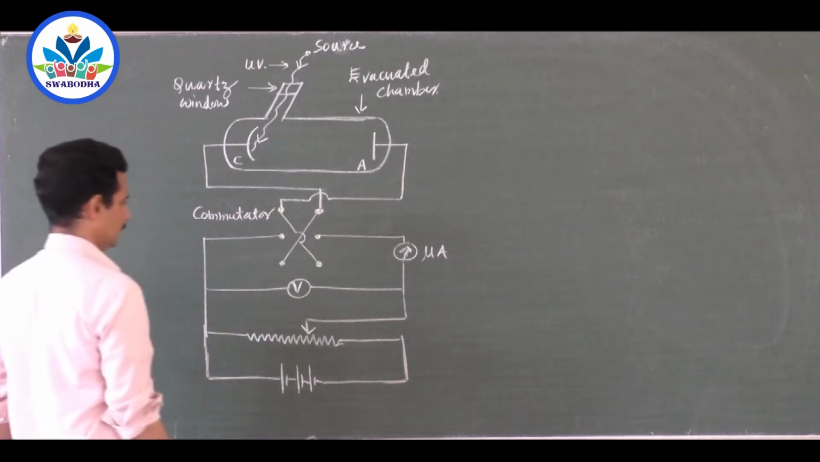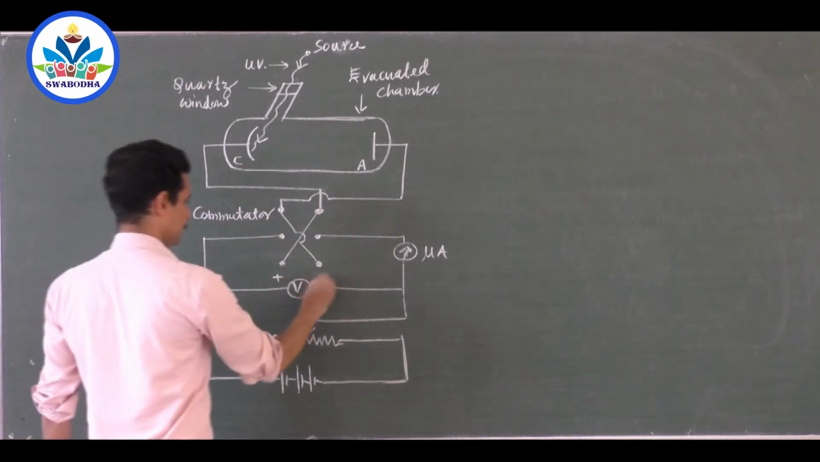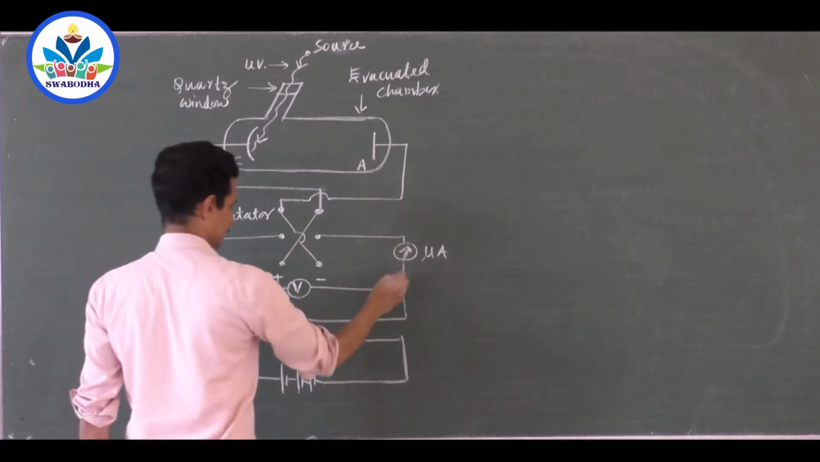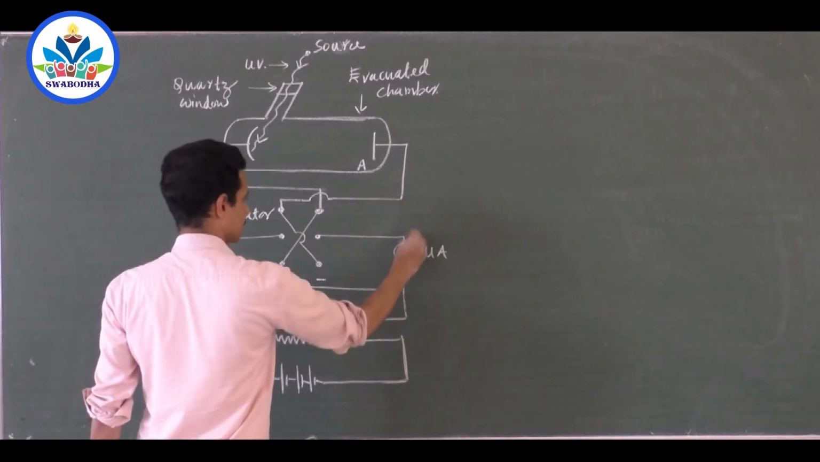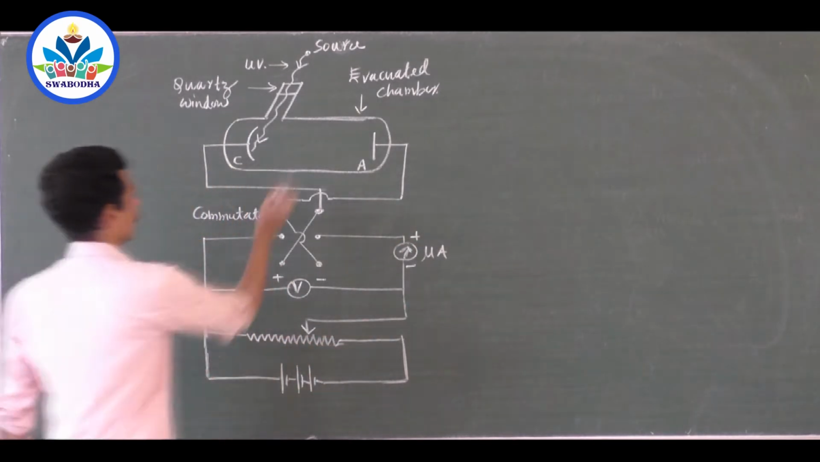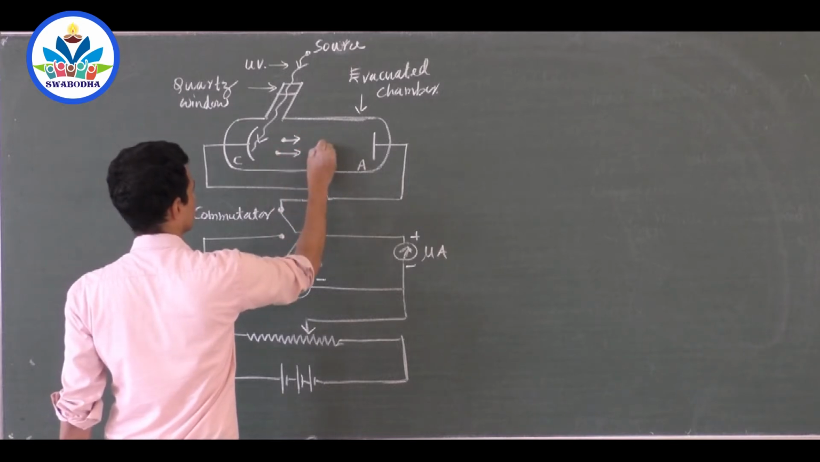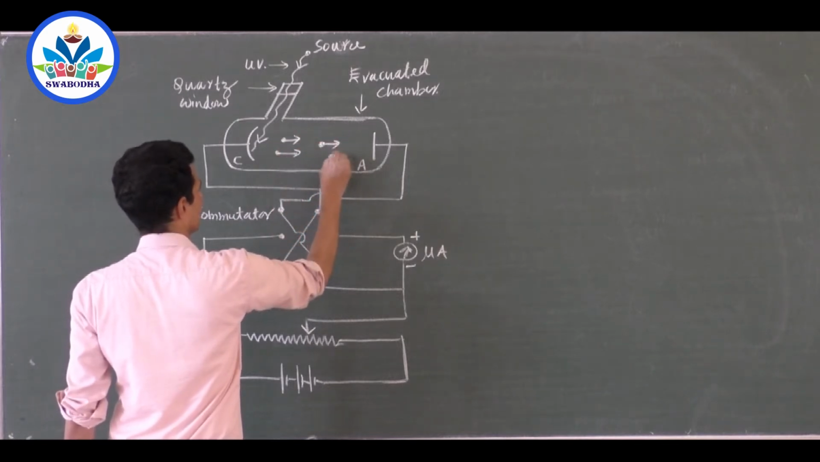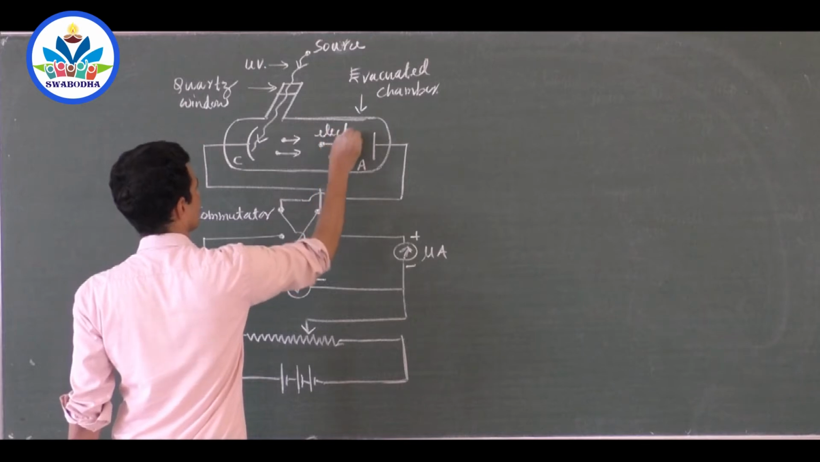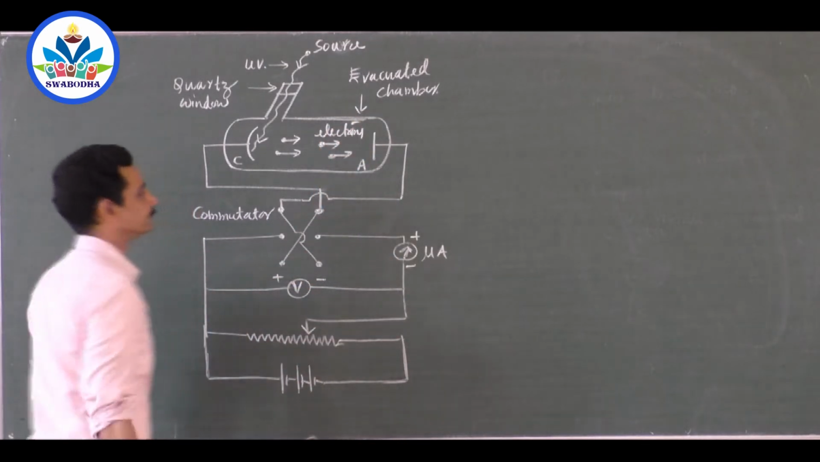And what else? This is plus, minus, and this here is minus, plus. And electrons emitted will be moving towards the anode. So like this, like this, like this, like this. So these are electrons. Okay.